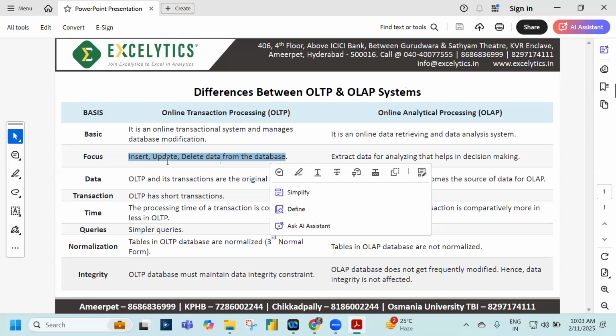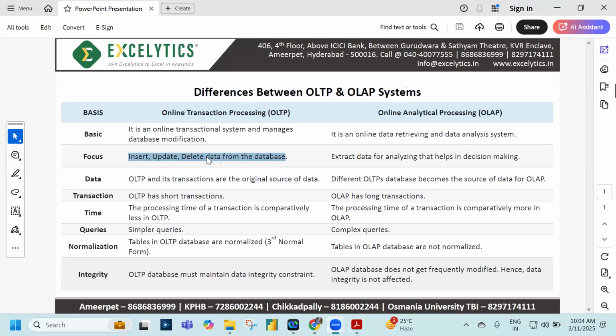Now tell me, what kind of transaction is it? Is it insert, update, or delete? You understood the scenario, right? Is it insert, update, or delete? Online participants, what do you think about this? Insert, update, or delete?